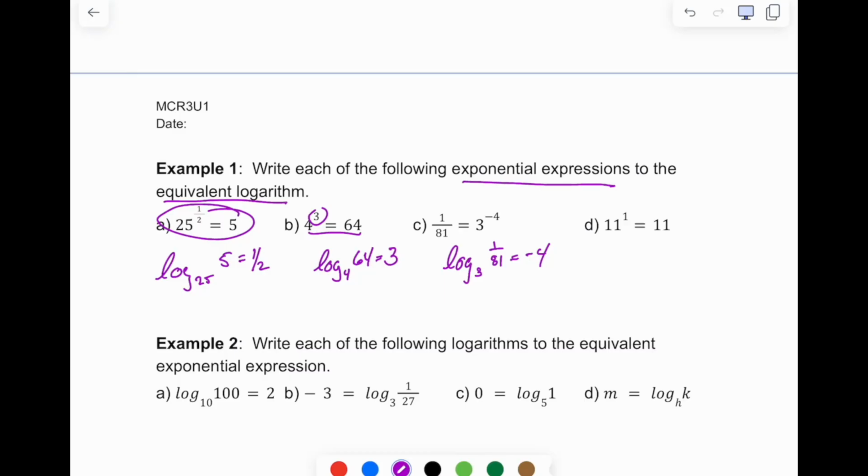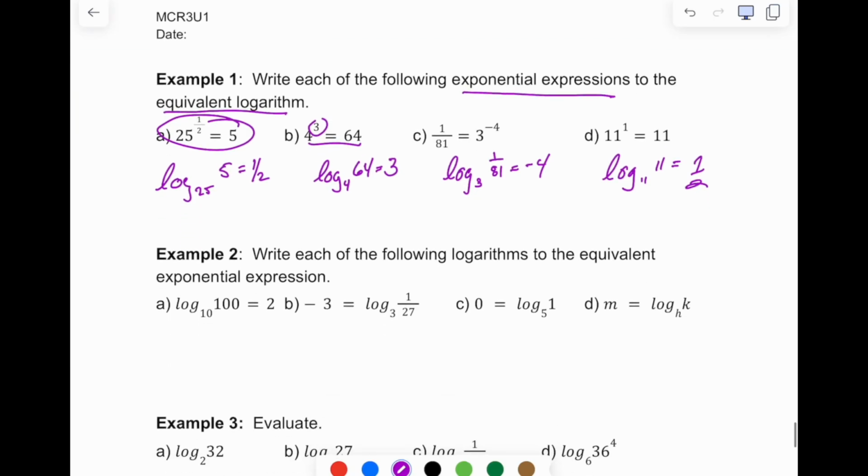Next one is one that applies to one of our log rules or laws. Here we have log base 11 of 11. What's my base? It's 11. What's my answer? 11. Well, anything to the power of what exponent gives me that same answer? Well, our exponent here is always going to be 1.